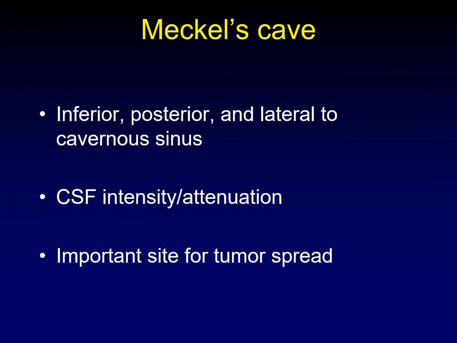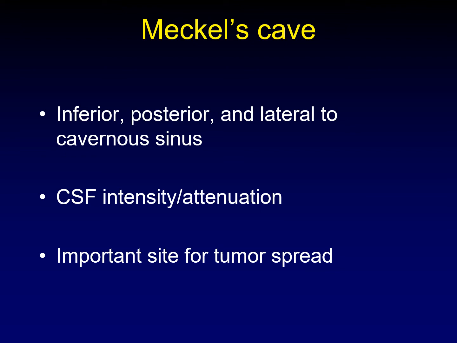Let's take a moment to focus on Meckel's cave. Meckel's cave can be identified anatomically because it lies inferior, posterior, and lateral to the cavernous sinus. It is predominantly filled with cerebrospinal fluid. There's open communication through the porous trigeminus from the prepontine cistern right into Meckel's cave. Nothing stopping the flow of CSF there. So it's predominantly filled with CSF, and that's why it has CSF intensity or attenuation, depending on which modality you're looking at. Although obviously there is also the trigeminal nerve in there.